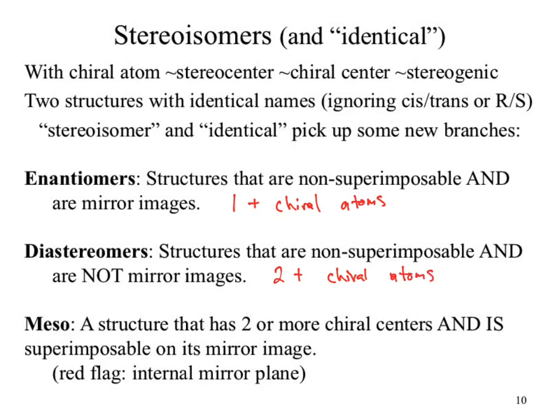What happens when we move to meso? A meso compound is superimposable on its mirror image. Well, if it's superimposable, wouldn't we call it achiral or identical? It would be the exact same compound. But we're adding a layer of information because it also has two or more chiral atoms. It has that added little stab in the back of chirality internally within the molecule, but that internal situation cancels out.